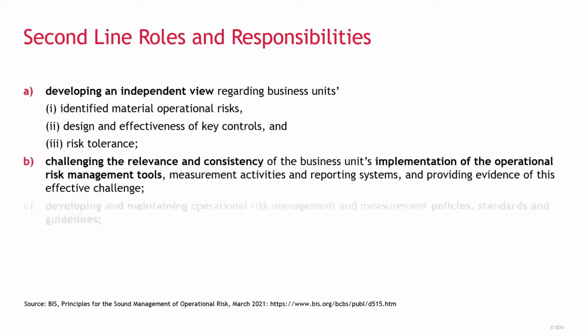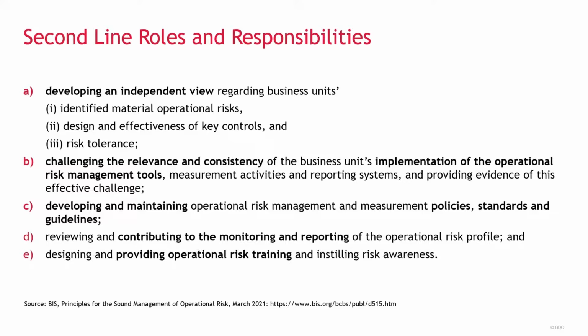The second line has to develop an independent view regarding the business unit's materiality of operational risk, the effectiveness of key controls, which is in a way synonymous to effective risk management, and the development and compliance to risk appetite and tolerance. And then comes the challenging role of the second line to the first line if they judge that these risk management activities and effectiveness can be improved.